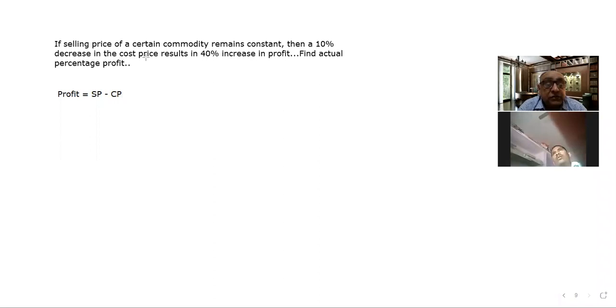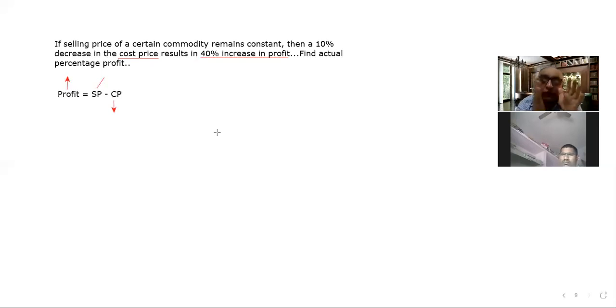And with that decrease in cost price, the profit percentage has increased. It means the selling price is constant. Please be attentive now: if the selling price is constant, then a 10% fall in the cost price has resulted in a 40% increase in the profit. So this is quite easy. We have done the mapping here now.